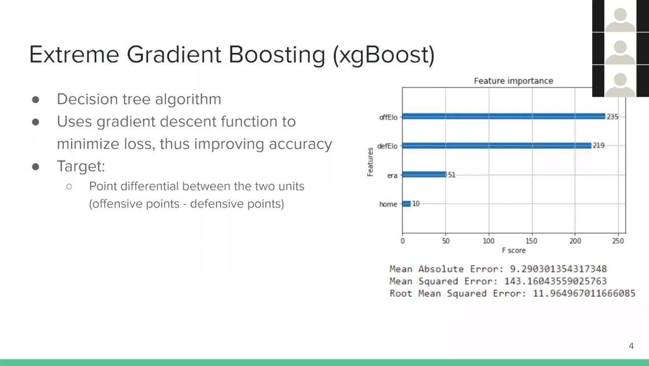The algorithm that I chose to use for my model is called Extreme Gradient Boosting, or XGBoost. The thing that I attempted to predict with it was the point differential between two units, so offensive points minus defensive points, and it found that the ELO ratings were very important, while the era or year wasn't as important, and home or away was almost negligible.